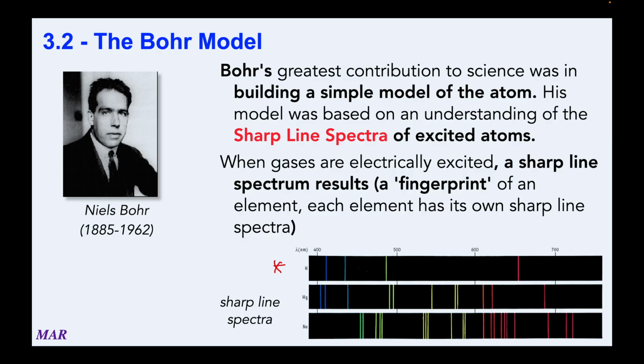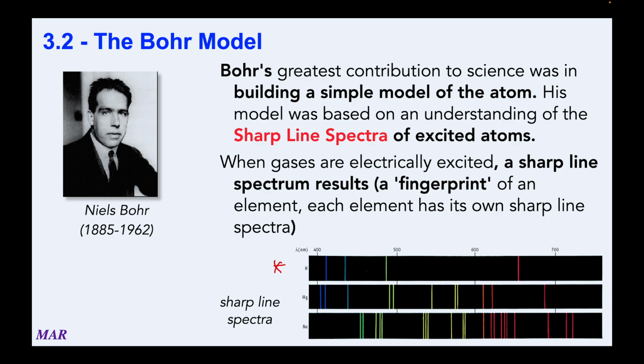I want you to pay special attention to the first one, because that's the spectrum for hydrogen. We're going to do a lab in Chemistry 221 which is going to look at the sharp line spectra of hydrogen. You can see there are a couple of very sharp lines, very well-defined wavelengths. That's the sharp line spectrum.